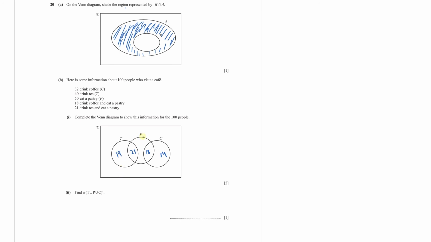And then we are left with people who eat pastry. So we have 50 people who eat pastry, but out of those 50, 21 also drink tea and 18 also drink coffee. So this region here in the middle will be 50 minus 21 minus 18, which is 29 minus 18, which is 11. So this region is 11.